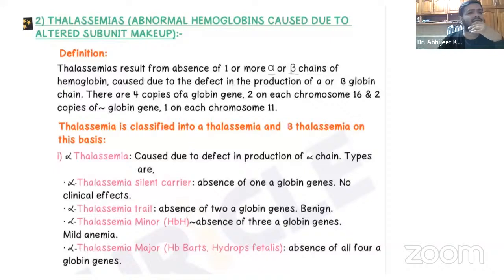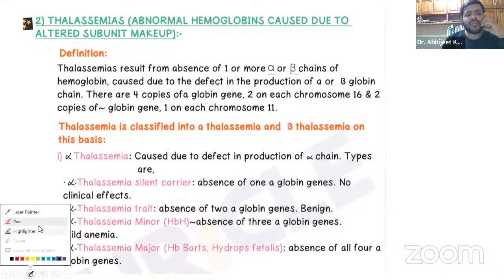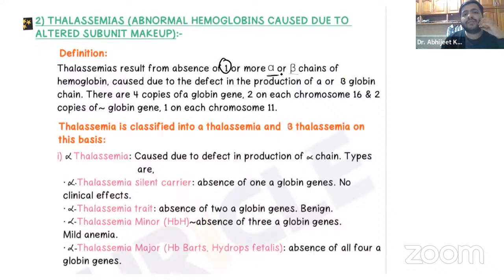Apart from that, let us focus on one of the disorders, that is thalassemia. You already know these are abnormal hemoglobins that are altered due to different altered subunits. Thalassemia arises from one or more alpha or beta chains of hemoglobin, due to a defect in the production of alpha or beta globin chain. There are 4 copies of the alpha globin gene, 2 on each chromosome 16, and 2 copies of the beta globin gene, 1 on each chromosome 11. So we have chromosome 16, chromosome 11.